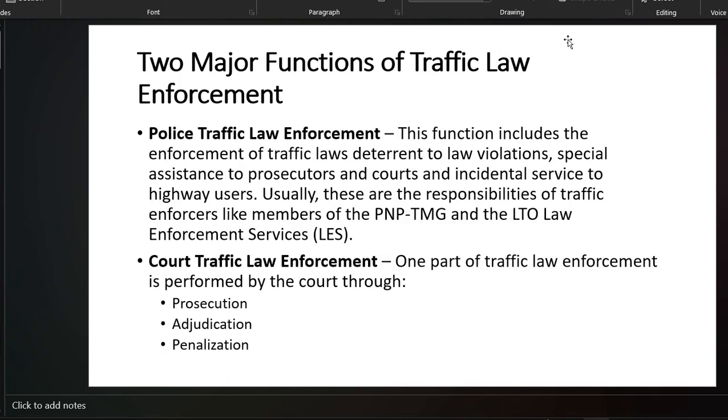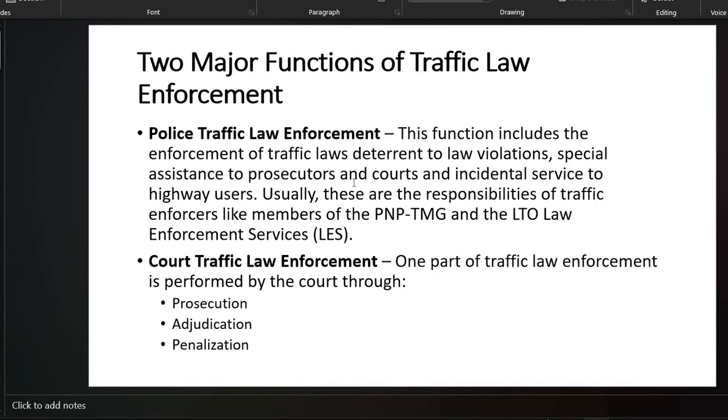Next is 2 major functions of traffic law enforcement. So number 1, police traffic law enforcement. Number 2, court traffic law enforcement. So ano ang difference itong dalawa? Number 1, the PTLE. This function includes the enforcement of traffic laws deterrent to law violations, special assistance to prosecutors and courts, and incidental service to highway users. Usually, these are the responsibilities of traffic enforcers like members of the PNP, TMG, and the LTO law enforcement services.